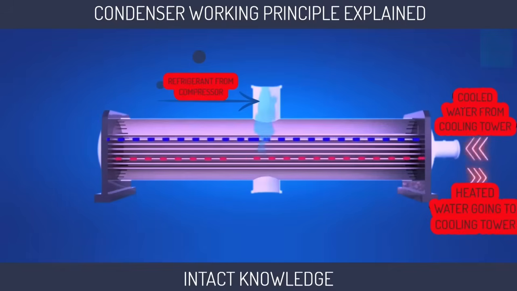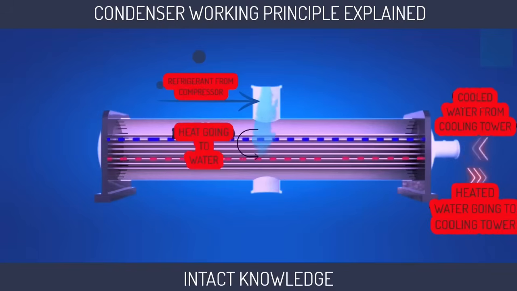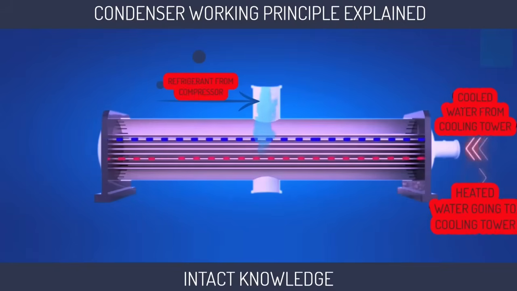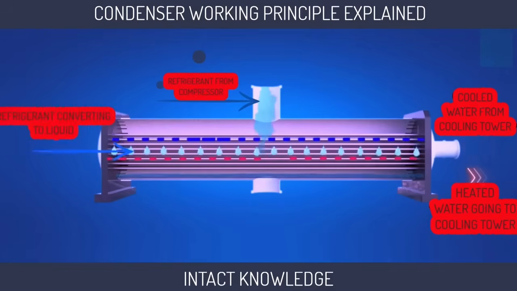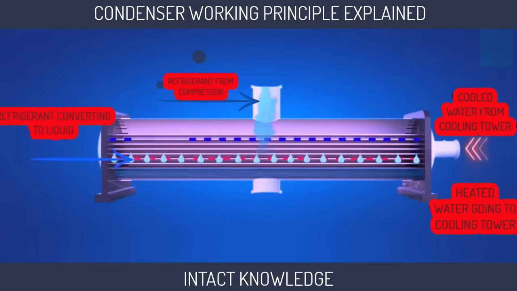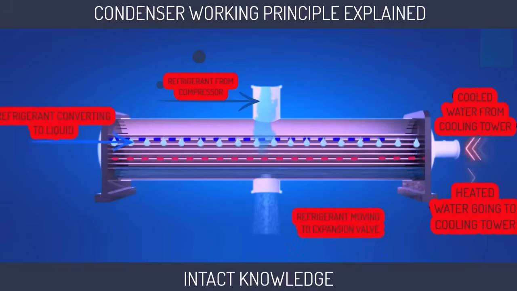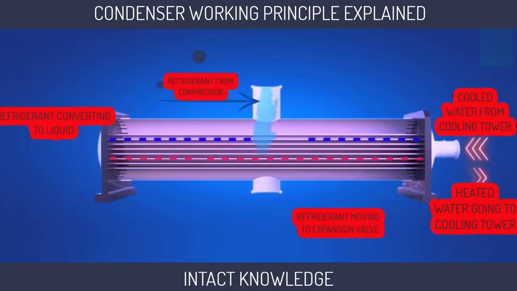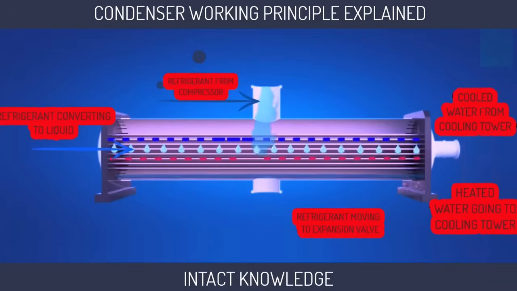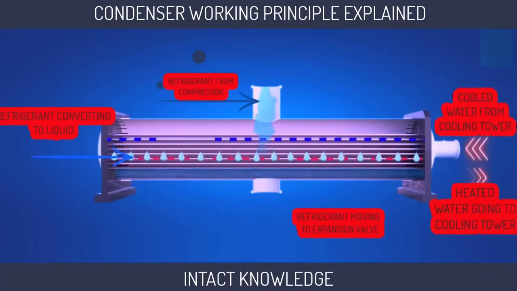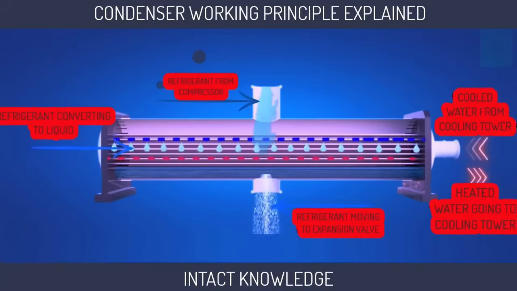The refrigerant is at a higher temperature and the water inside the coil is at a lower temperature. When the refrigerant falls on the coil, according to the law of thermodynamics, the heat in the refrigerant goes to the water in the coil. As the heat of the refrigerant goes to the water, the temperature of the refrigerant decreases and changes from the vapor state to the liquid state. Then, the refrigerant will go to the expansion valve after changing to liquid state. The heated water goes to the cooling tower, where it is cooled and returns to the condenser. This is the working principle of the condenser.